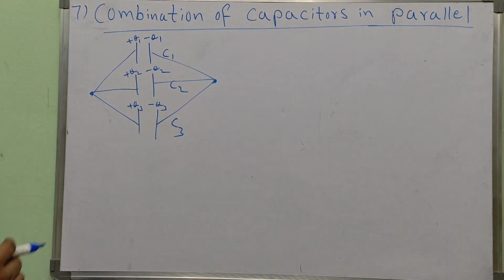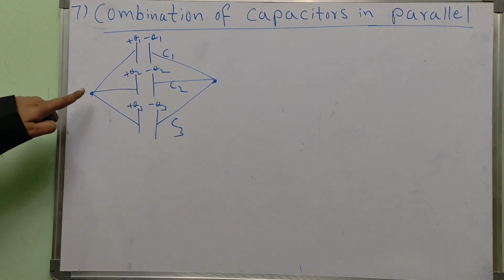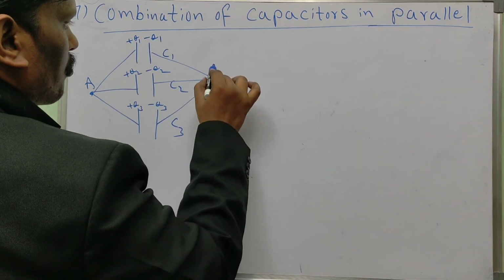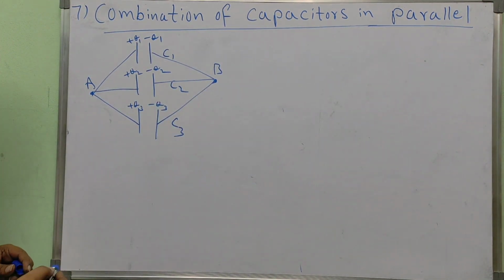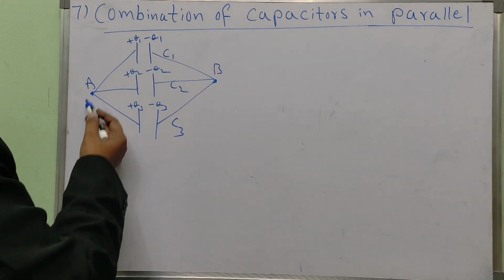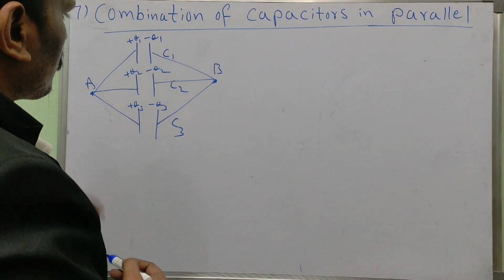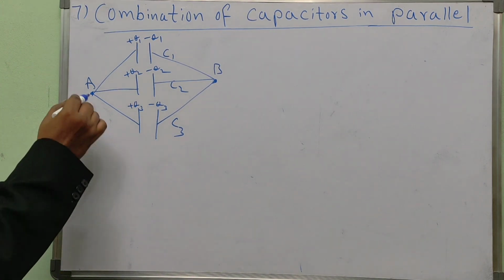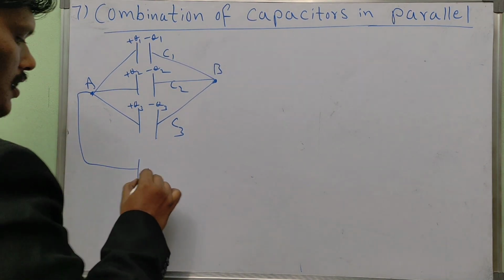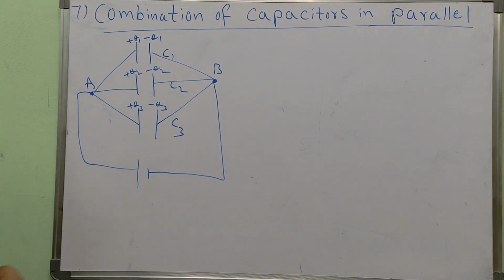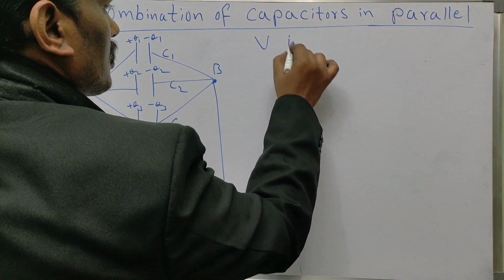In such a combination, all positive plates of the capacitors are connected at point A, and all negative plates are connected at the same point B. Such a combination we call a parallel combination. So I am going to connect a cell. In the parallel combination, V is the same, the potential is the same.